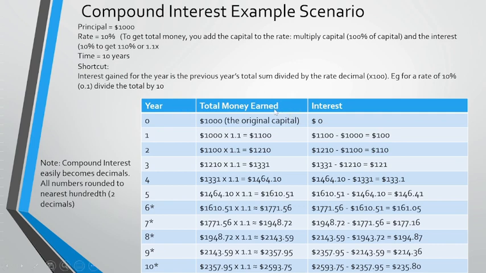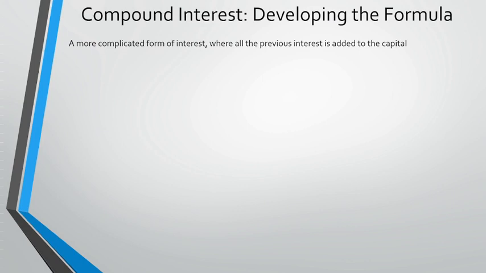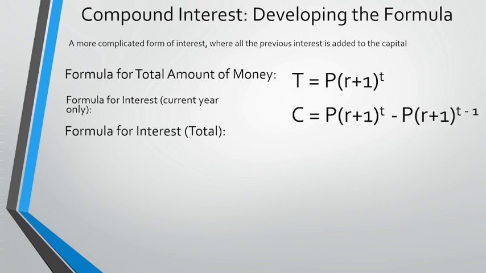So it's easier to get the total amount of money first and then subtract the capital from it to get the interest. So I'll show you the formula first. Later. Right now, actually. Sorry. So developing the formula. Recap. All the previous interest is added to the capital. There are three formulas you might want to know.